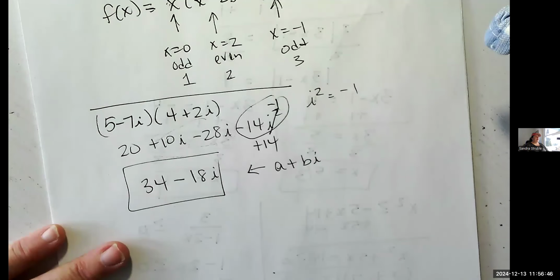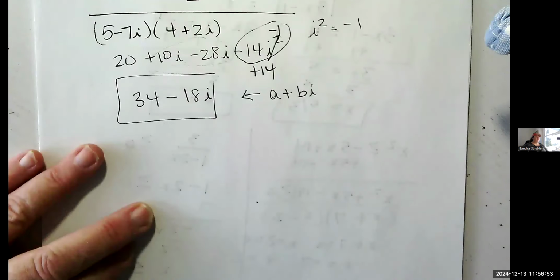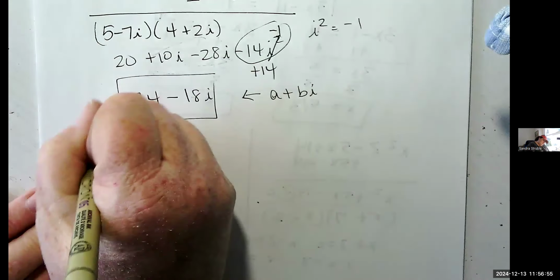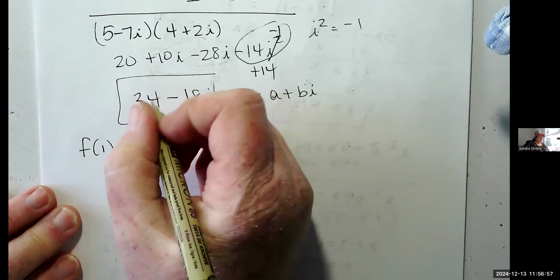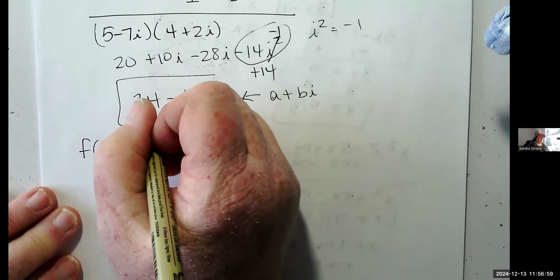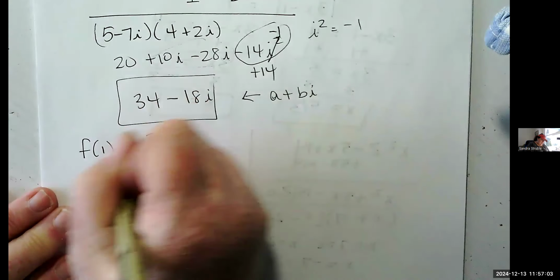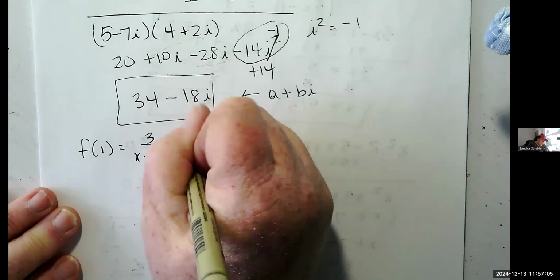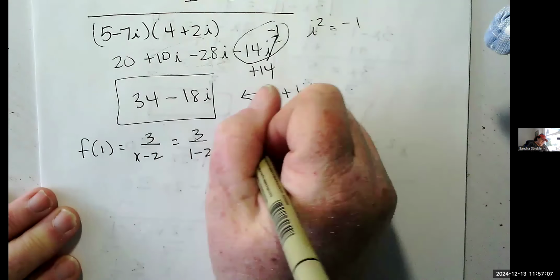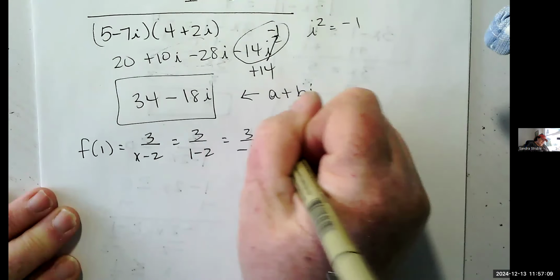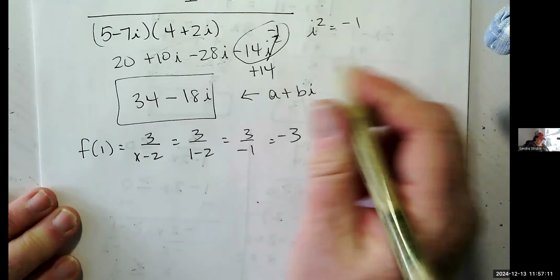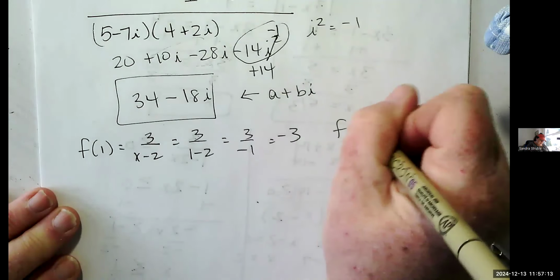Answer all three of the following. Write the answers in simplest form, given the functions defined as f of x and g of x. All right, so we've got f of 1, which means everywhere there's an x for the f function, we plug in 1. So 3 divided by x minus 2. We're going to make it 3 over 1 minus 2, which is 3 over -1, which is -3. Cool. So f of 1 is -3.